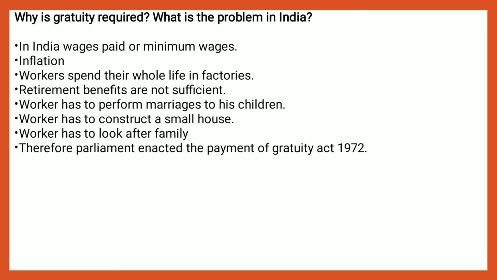A worker has to perform marriages of his children. A worker has to construct a small house. A worker has to look after the family. So, therefore, Parliament enacted the Payment of Gratuity Act 1972.